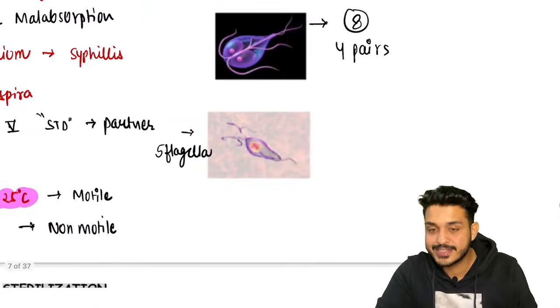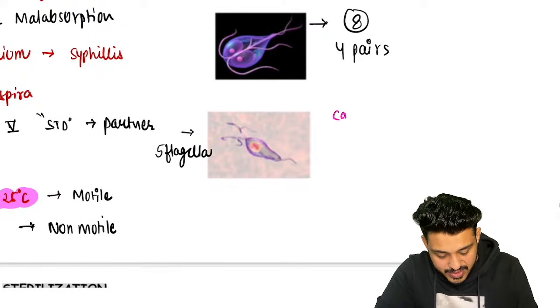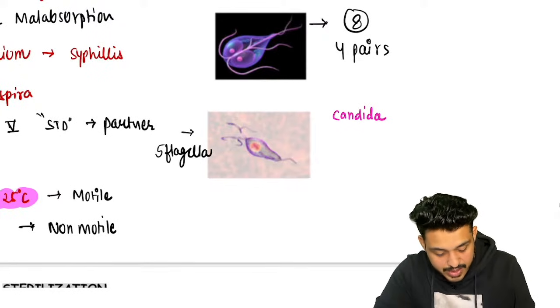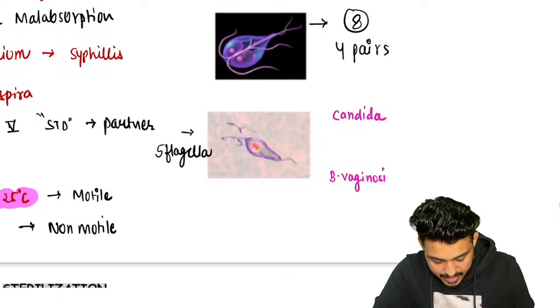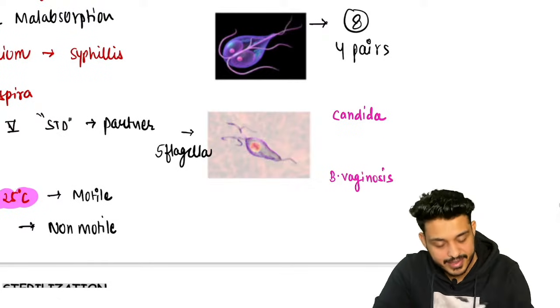Two other entities are also causing this kind of discharge. One is going to be what? Candida. One they can ask you is Candida, and one they can ask you is bacterial vaginosis, right? These are the three causes for the vaginal discharge.